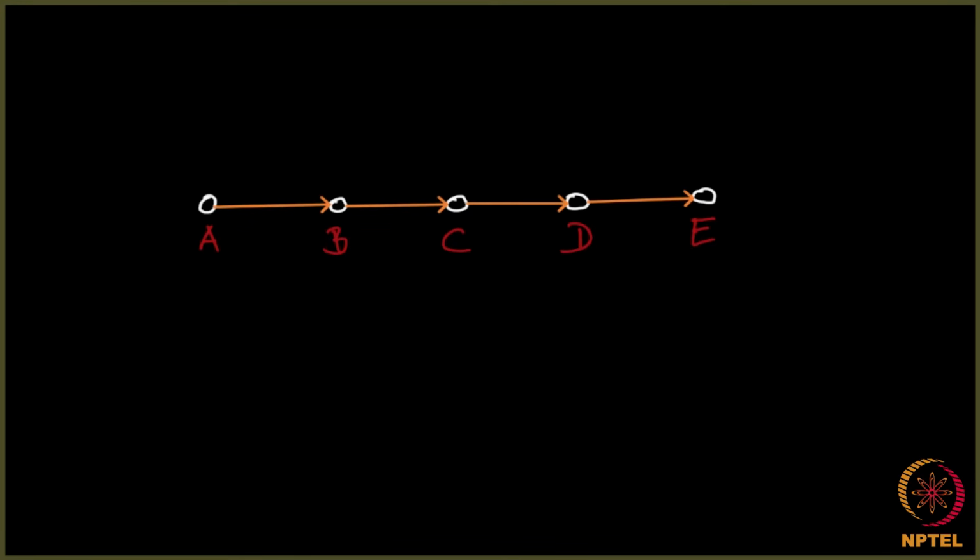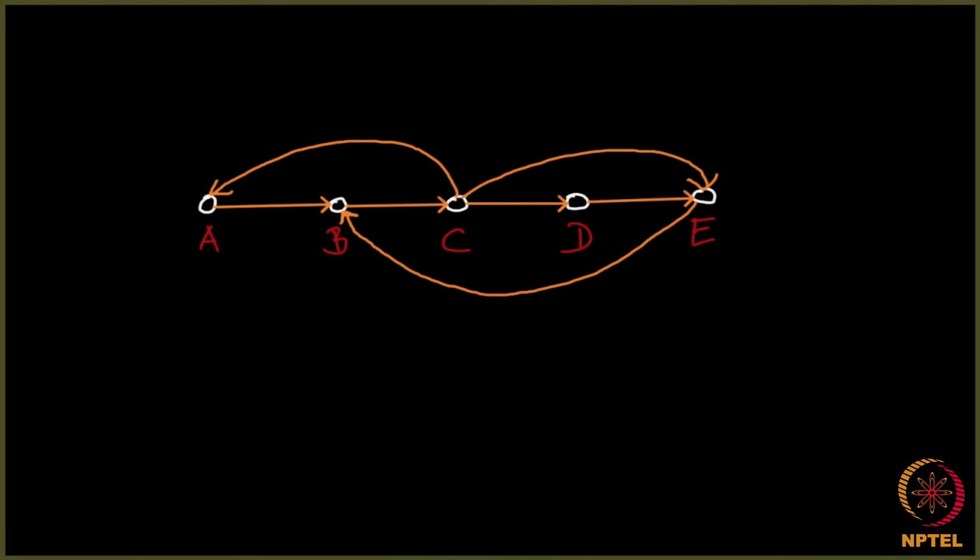Let me consider a new graph with 5 vertices. Let me call them A, B, C, D, and E. And then let me put some random edges here and there so that every vertex has some incoming links and some outgoing links. So this is my graph.